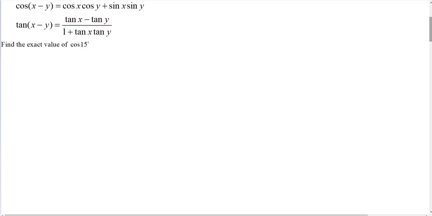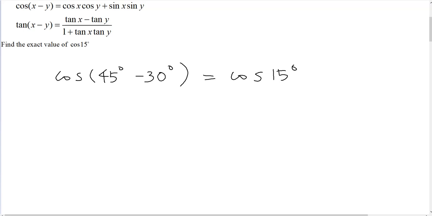Now you must know that 15 degrees is a special angle: 45 degrees minus 30 degrees, or you could use 60 degrees minus 45 degrees, either works, which is the same as cosine 15 degrees. So if you're trying to find cosine 15 degrees, you want to use the difference identity using a given familiar angle like 45, 60 or 30. So here I chose 45 degrees and 30 degrees.